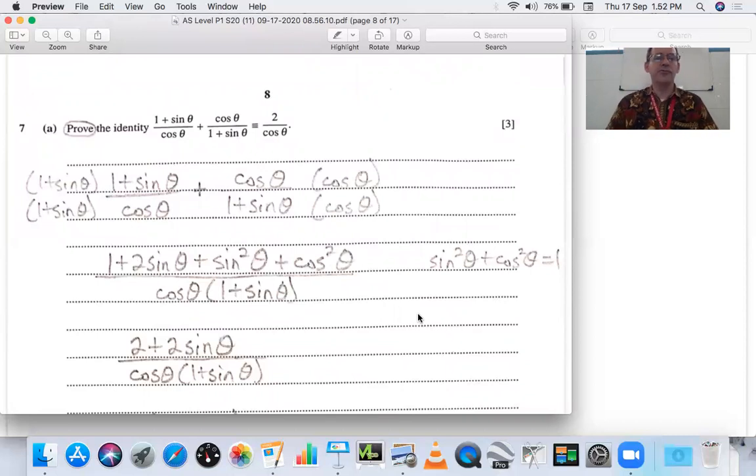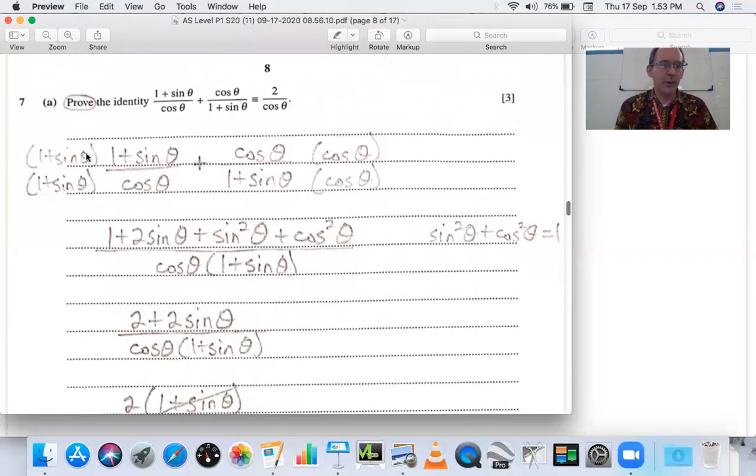Part A, prove the identity. Remember with these show or prove problems, we want to take the left side and make it equal to the right side. So we start with the left, (1 plus sine theta)/cosine theta plus cosine theta/(1 plus sine theta). We are adding fractions, so you want a common denominator. This side needs the 1 plus sine theta multiplied top and bottom. This side needs the cosine theta multiplied top and bottom.